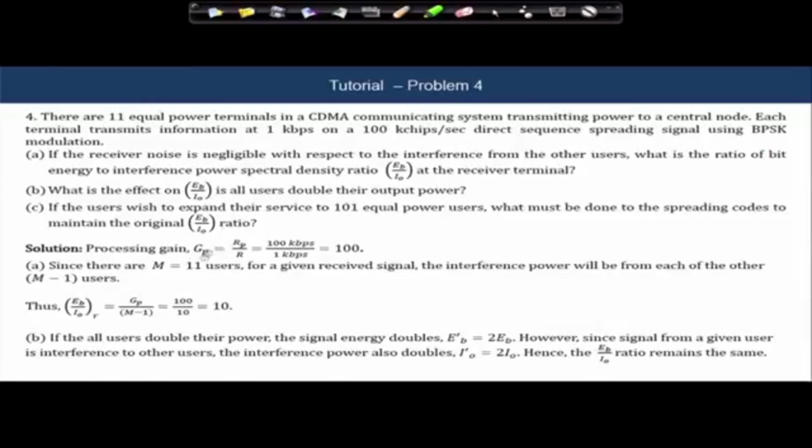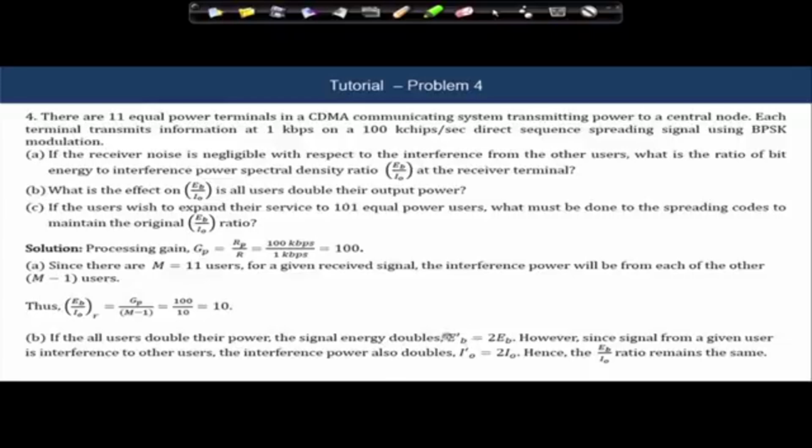So we see that the processing gain is the chip rate divided by the bit rate, which is 100. We have been told for problem 4a that there are 11 equal power users, so m minus 1 is 10, and we once again use that same equation, EB by I naught is equal to processing gain divided by J by S, which is m minus 1 approximately. So we have 100 divided by 10, and therefore the solution to part A is the ratio is 10, which is also 10 dB.